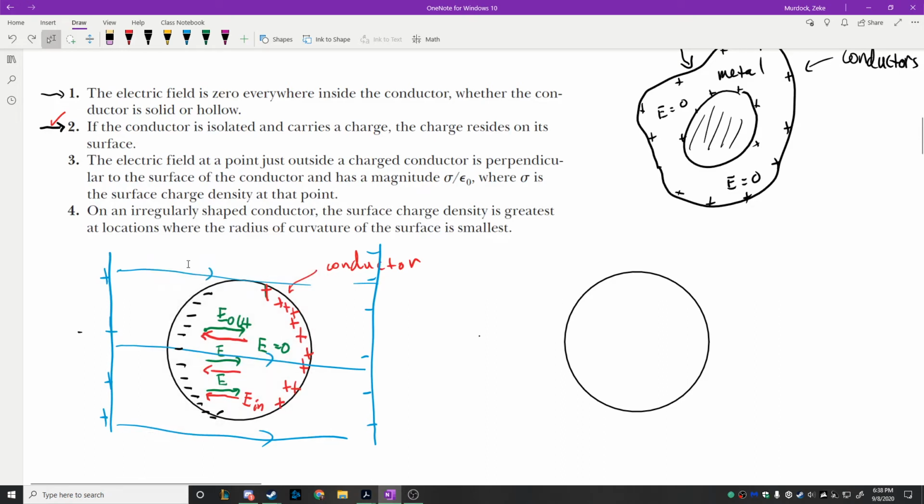When there's no external field, we said that this is true: if there's charge, the charge resides on the surface. So we put all the charge on the surface. Let's say we put our 6 charges in here, we put them on the surface, and we want to prove the electric field inside is 0.